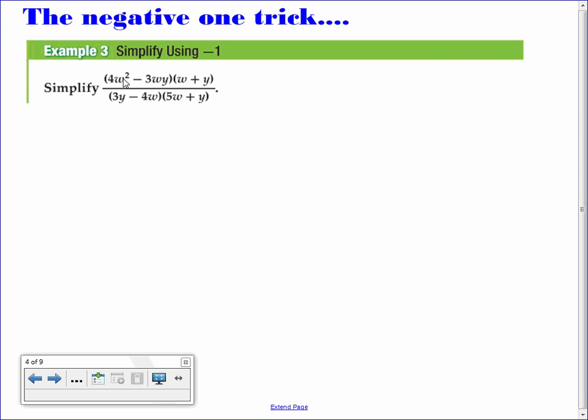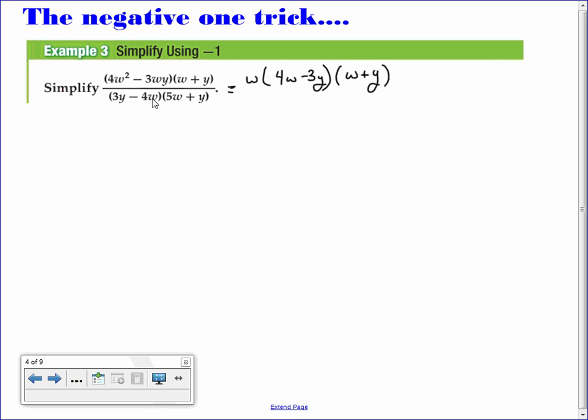This one's going to involve a little trick where we need to use a -1 to simplify. We're going to factor everything completely, and then make a lot of things match. Looking at the first one, I see a 4 versus a 3. There are no common factors there. This is a w squared, and I've got a w, so I can factor w out of both of those. There's no y in the first term, so I can't factor y. When I factor w out of both terms, that's going to be w times 4w minus 3y. Then I have just a w plus y, with no common factors in that binomial.